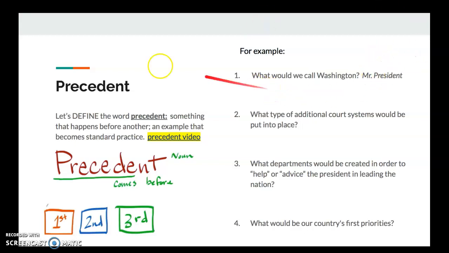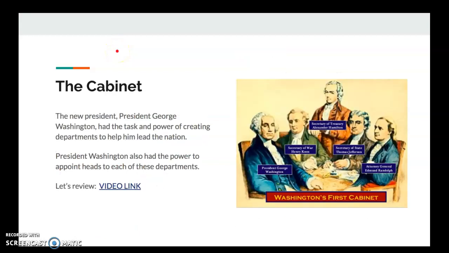Same with calling the president Mr. President instead of something more elaborate. All right, you guys know about this too. You did projects on cabinet departments. The cabinet, of course, is the group of advisors that guide the president. All the issues and troubles and challenges that faced George Washington really piled up in this era, and it became clear to a lot of people that he needed some help, some advisors. So he set up the cabinet. Also a link right here.